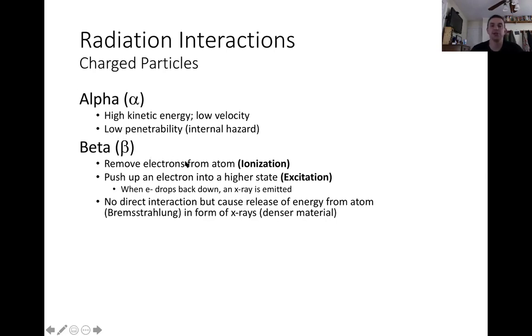A beta particle is going to be pushing those electrons away. They're similar in size to the beta particle because they're both electrons. So it will either ionize or excite. Ionize is stripping the electron away from the atom, and excitation is where it just excites it, and then once that decays back down, it releases an X-ray.